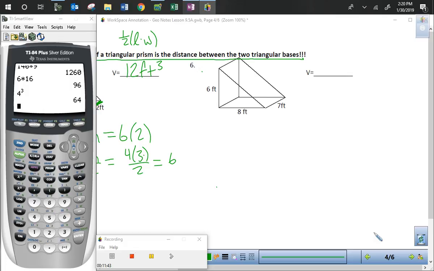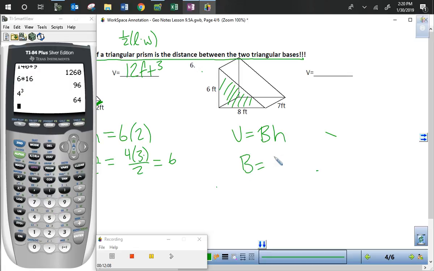Over here, again, shade your base first. I want you to pause the video, set up the letters that you need for this formula, see if you can find them. Volume is area of the base times the height. Area of the base in this case is base times height over 2. Base and height meet at a right angle there, 6 times 8 over 2 is 24. Height here, again going left and right, is 7.